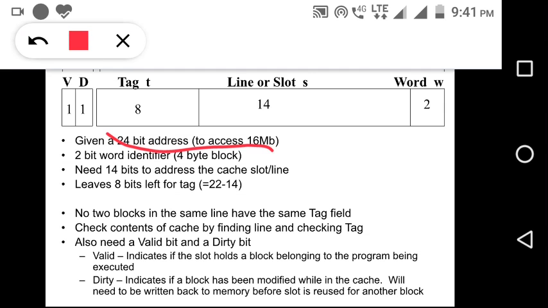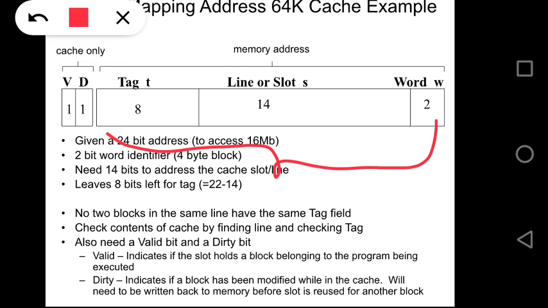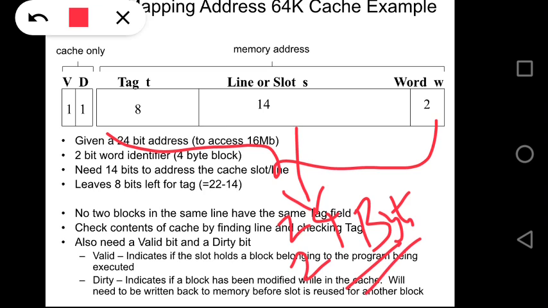See, this is the main memory address, 14 plus 8 is 22, plus 2 is 24 bits. Then what are this valid V and D? V stands for valid, D stands for dirty. So given a 24-bit address, 2 bits word identifier, we need 14 bits to address a cache.